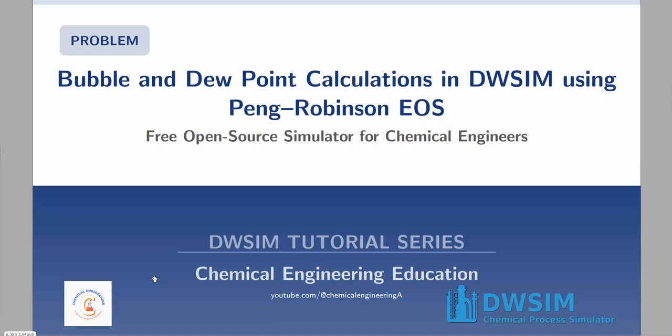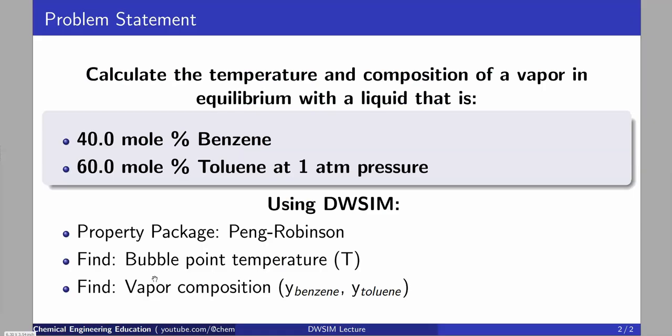Today I am going to do bubble and dew point calculation in DWSIM using the Peng-Robinson equation of state. Here is my problem statement. Calculate the temperature and composition of a vapor in equilibrium with a liquid that is 40 mole percent benzene and 60 mole percent toluene at 1 atm pressure.